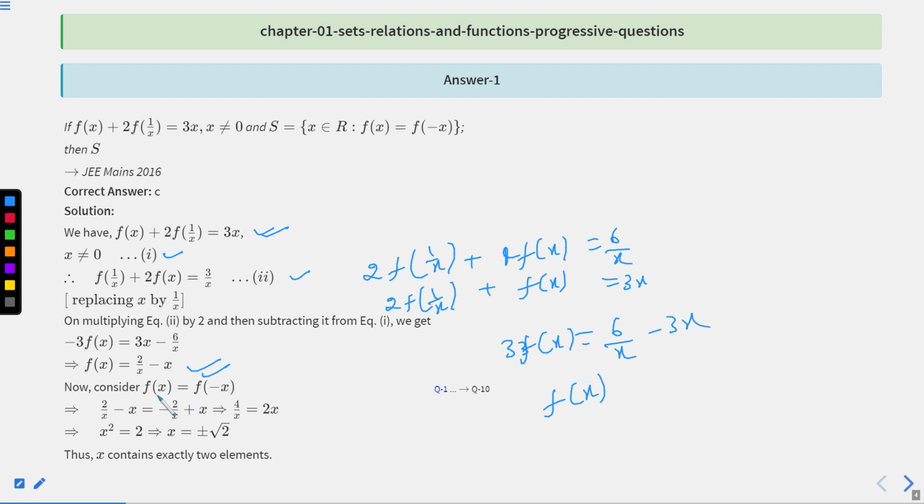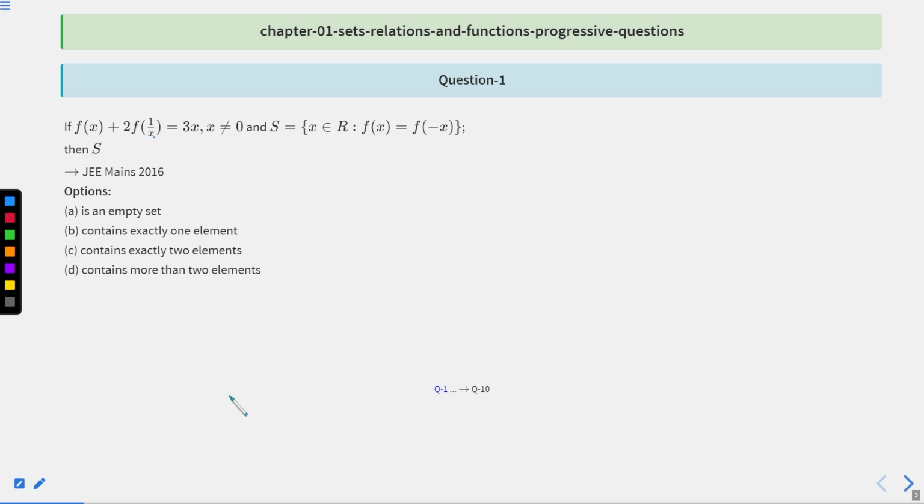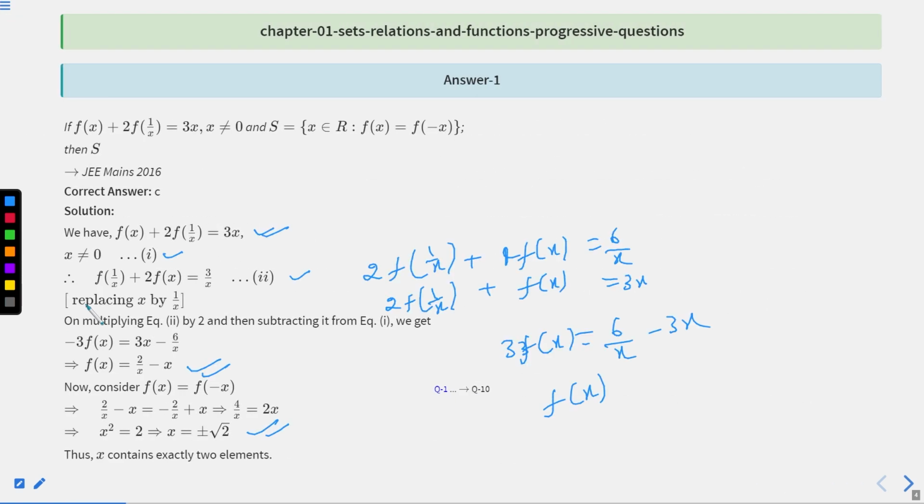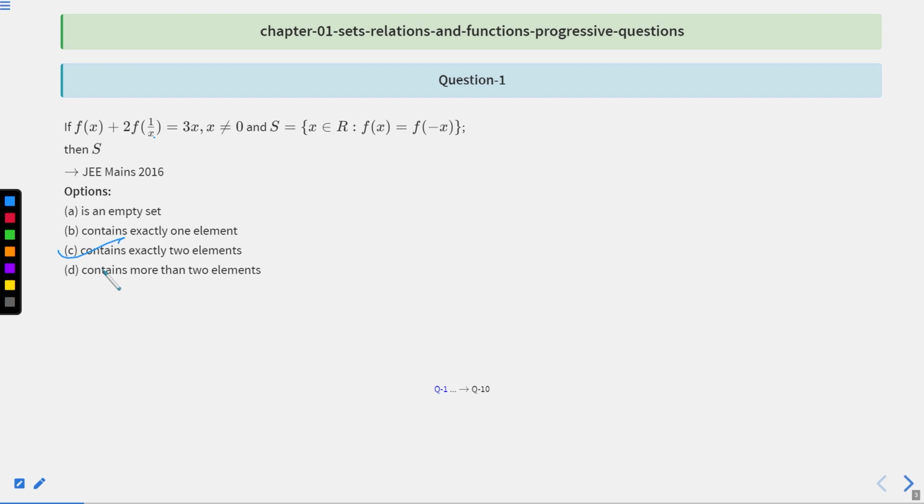Now, since f(x) is equal to f(-x), it is given, so 2/x minus x is equal to -2/x plus x. We replace x with -x and equate this. After that we will get 4/x equal to 2x, and after solving we got x as plus minus root 2. That means set S has exactly two elements, one is plus root 2, one is minus root 2. So the correct option will be option C. It contains exactly two elements.